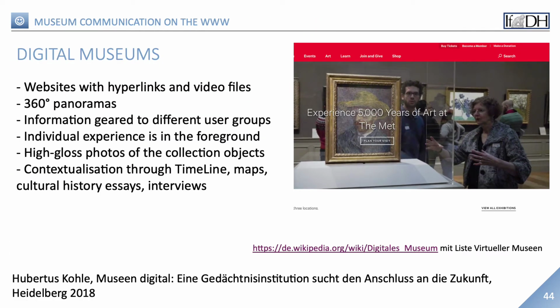This actually lists the features of digital museums. Digital museums are websites with hyperlinks and video files or 360-degree panoramas. Their information is geared towards different user groups, so that the individual experience is in the foreground. You will find glossy photos of the collection objects, contextualized by timelines, maps, cultural history essays, or interviews.